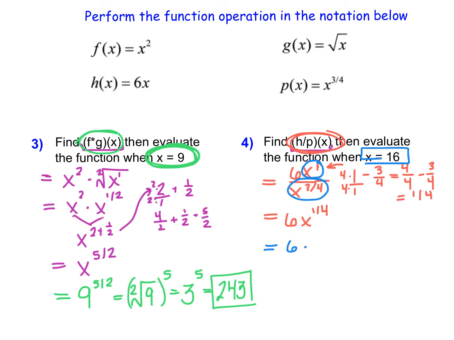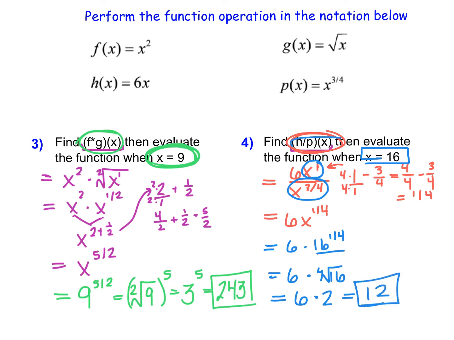So we have 6 times 16 to the power of 1/4. Now if we think about our order of operations, we know that it's parentheses followed by exponent. So I need to evaluate this exponent first. I get 6 times, this becomes the 4th root of 16. Well, the 4th root of 16 is 2 because 2 to the power of 4 is 16. So 6 times 2 is equal to 12. So here we were able to divide two functions and simplify, and then evaluate that function for when x is equal to 16.